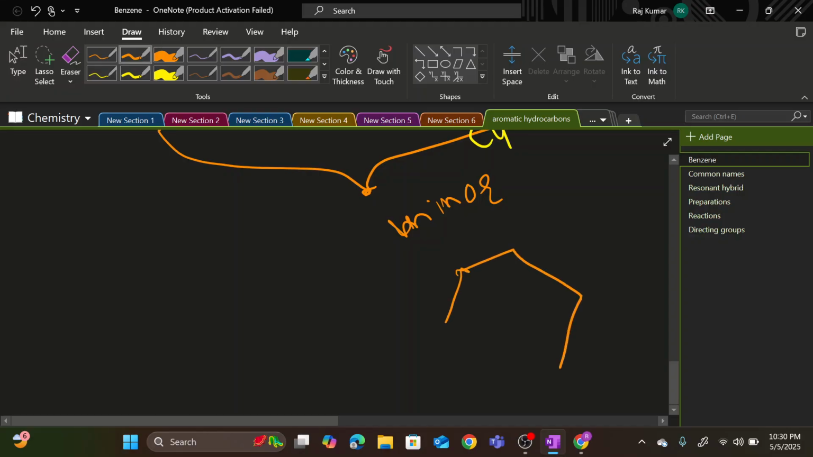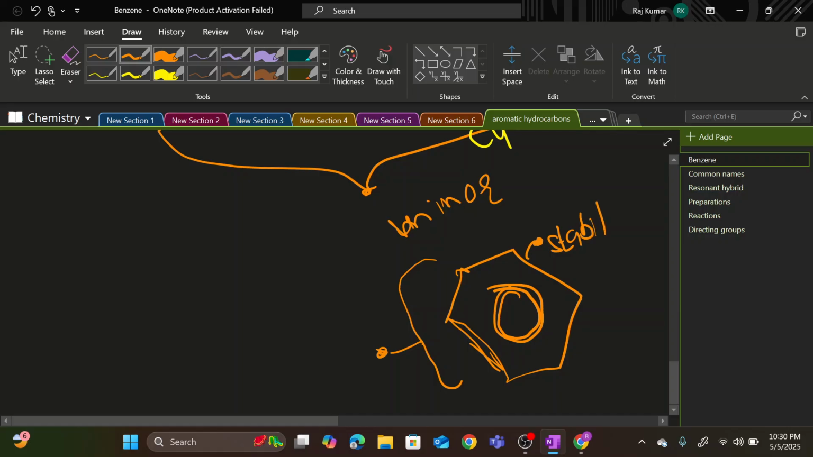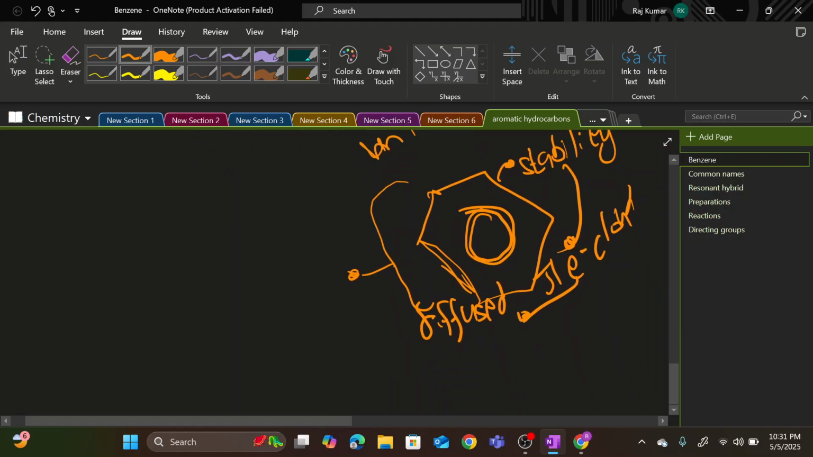So if we take a sum up of all these structures and summarize it in a single diagram, we basically draw a circle in the middle which shows that this is a benzene ring having the electron cloud which is revolving in it, and that electron cloud basically is the reason for its stability. This pi electron cloud is responsible for the diffused electron cloud or the delocalized electron cloud. This pi electron cloud basically is the diffused or delocalized electron cloud that is responsible for the high stability of benzene.